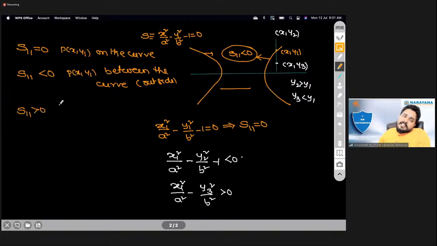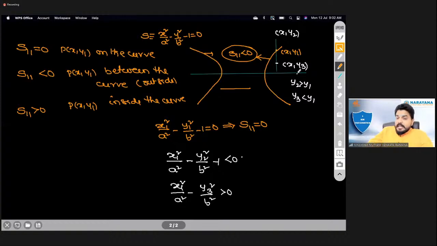S11 greater than 0, the point P(x1, y1) is inside the curve. So this is the difference. Generally here, from here you can draw two tangents, from here no tangent. That we are going to study later.